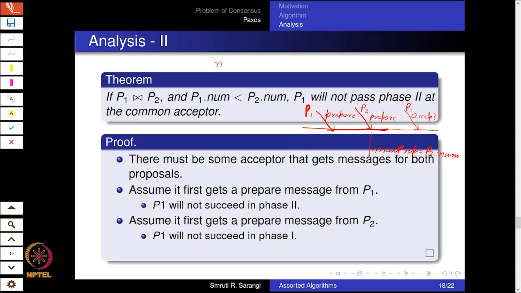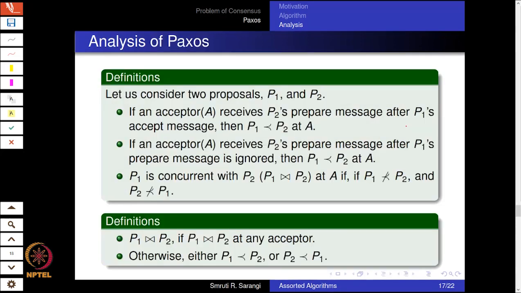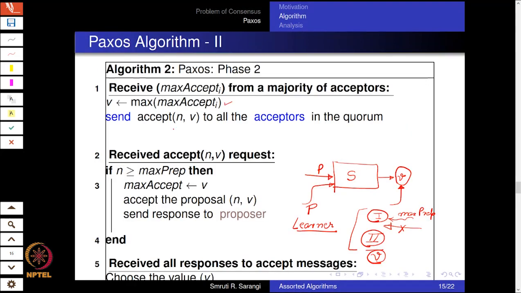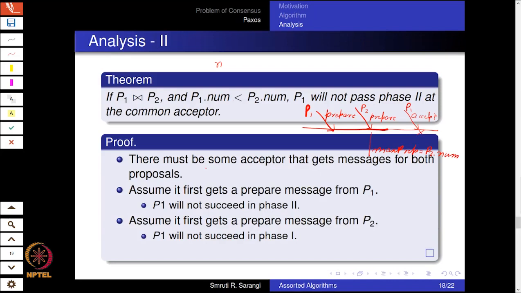the phase 2 for P1 will fail because the value of max prep has already been set to P2.num, and P2.num is greater than P1.num. So the max prep is greater than P1.num. And this check, which is essentially shown over here, will fail. Because this will fail, P1 will not succeed in phase 2.